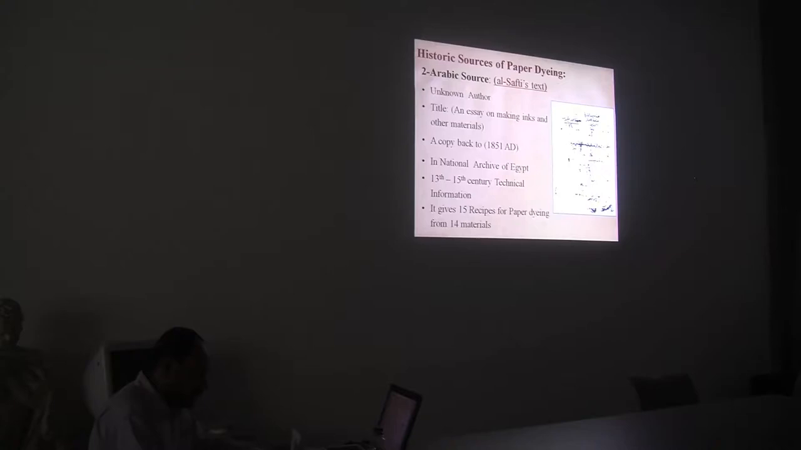And here I will introduce the most complete one of these three manuscripts. This manuscript is an original Arabic manuscript by an unknown author, but I called it the Al-Safti text. He is the last copyist of the copy that I am using, with the title An Essay on Making Inks and Other Materials.